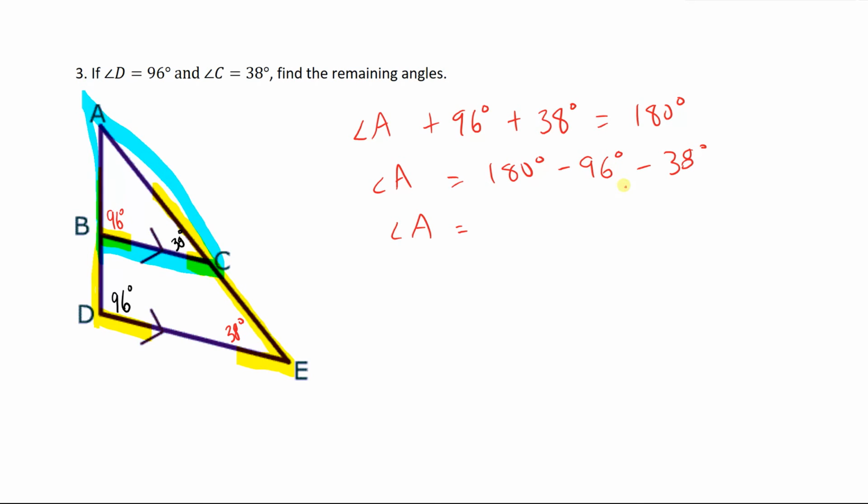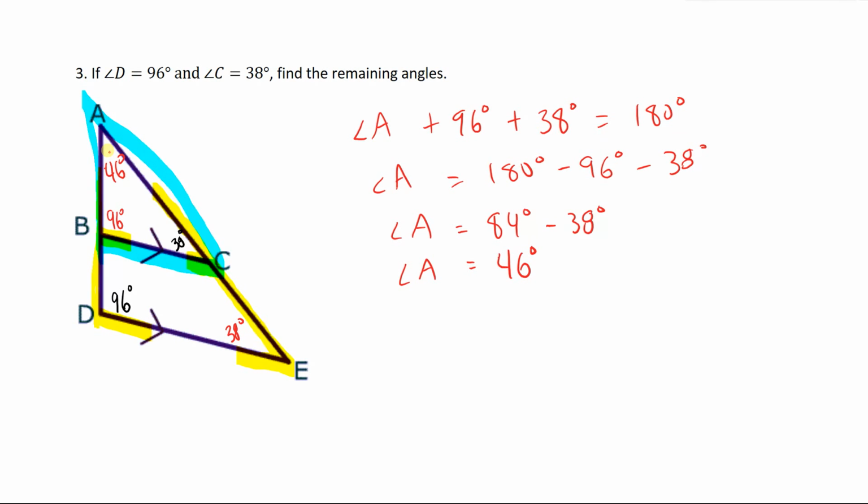Okay, 180 minus 96. Well, 180 minus 90 is 90. Take away another 6 is 84 degrees. Take away 38. Okay. Let's do this in our heads again. 84 take away 38. Well, 84 take away 40 would be 44. We're taking away 2 less, so it's 46. Good. So we have 46 for our final answer here. You could go through and double check that everything works out, but we had a lot of repeated numbers, so I think it's pretty obvious that it works out.